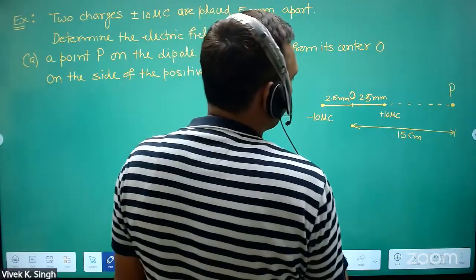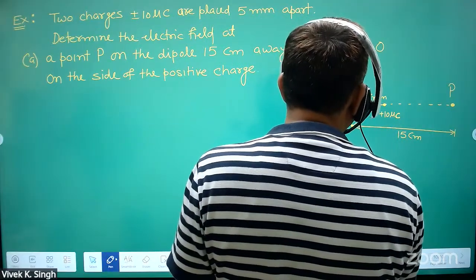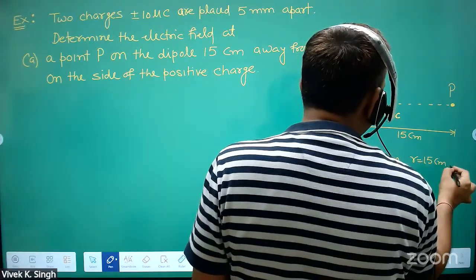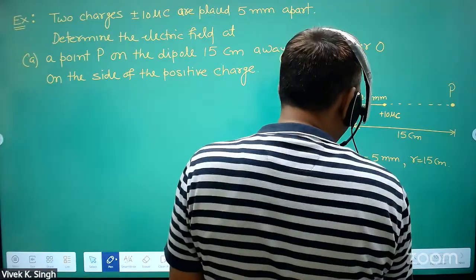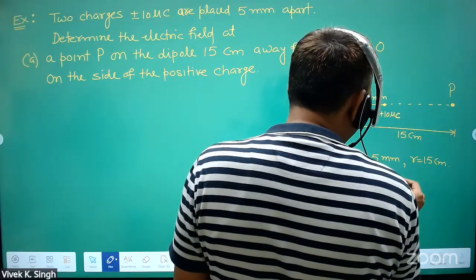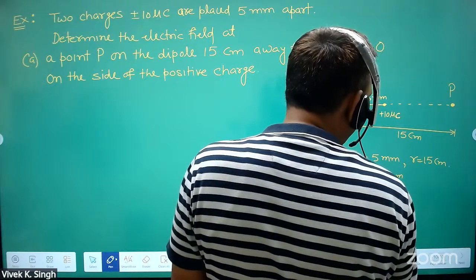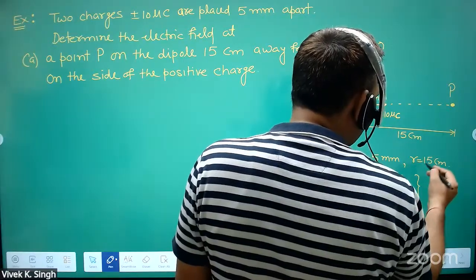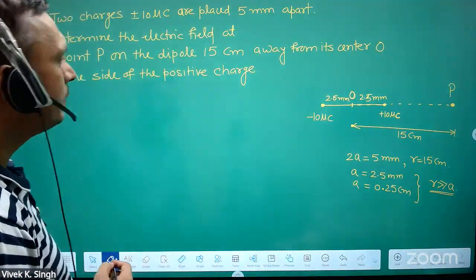Now see, 2a is 5 mm, r is 15 centimeter. So what will be a here? a is 2.5 mm, and if you write this in centimeter, a will be 0.25 centimeter. And r is 15 centimeter, so you can take r far, far greater than a. So you can use the concept of dipole.